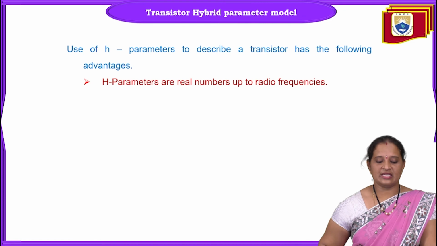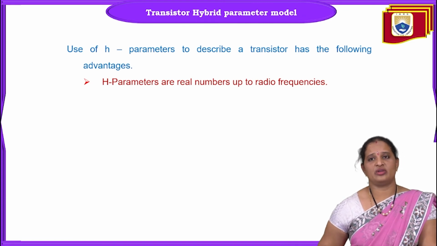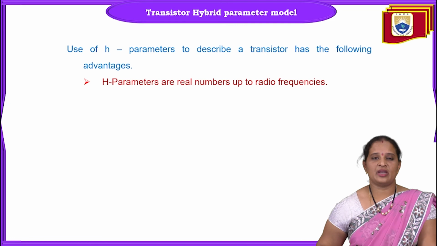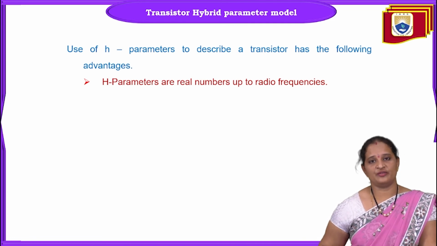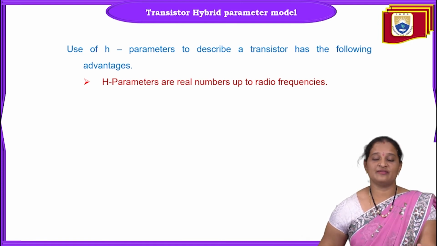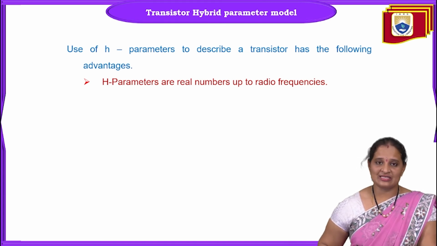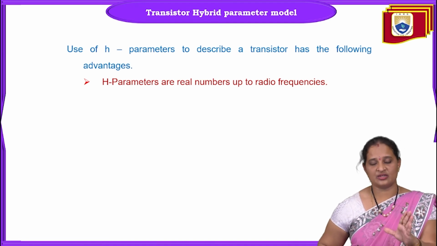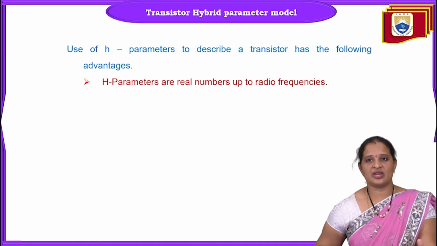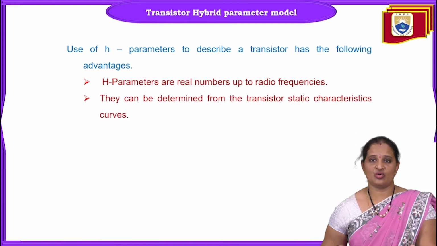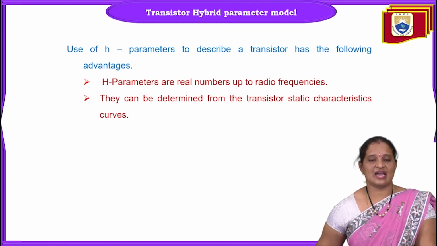Right. Now let us see the hybrid parameters. Why are we going for hybrid parameters? Hybrid parameters are real numbers up to radio frequencies, where we use H parameters to analyze the various characteristic parameters of amplifiers, which are applied with AC signals. Whenever we apply an AC signal, it will have some frequency. As H parameters are real in quantity up to radio frequencies, we always prefer them, and they can be determined from the transistor static characteristic curve.